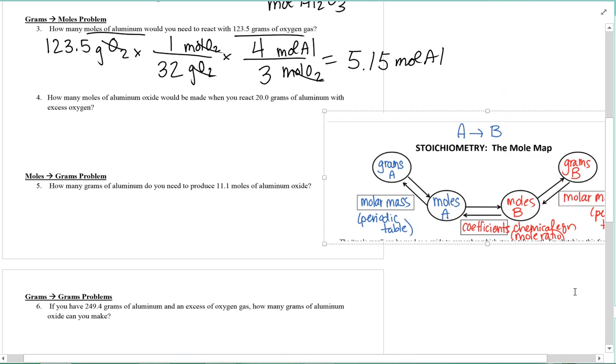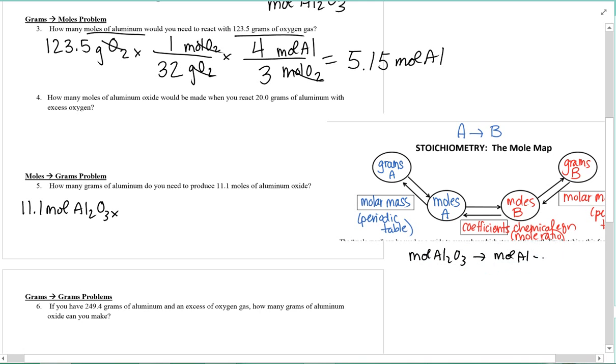With grams to moles, in this case, I'm starting with 11.1 moles of aluminum oxide. And I want to go from moles of one thing to grams of something else. That looks like a 2-step problem. So I'm first going to go from moles aluminum oxide to moles aluminum. Then I'm going to go from moles aluminum to grams aluminum.